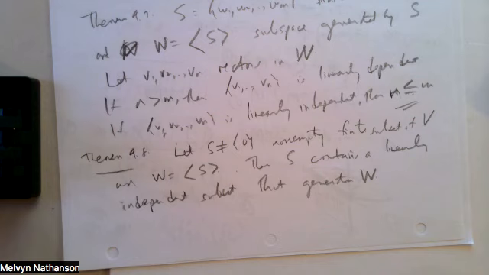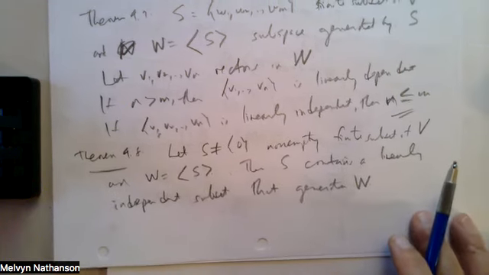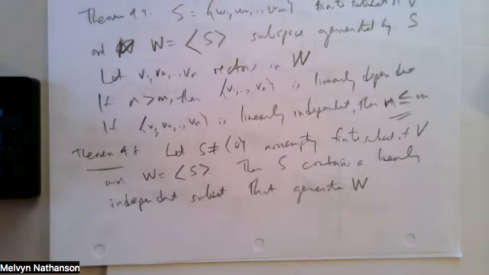And we have, for example, a set of 3 vectors that generated a subspace. The vectors were linearly dependent, but we could always throw away some vectors and be left with a linearly independent subset that generated the same subspace. That's theorem 4.8.